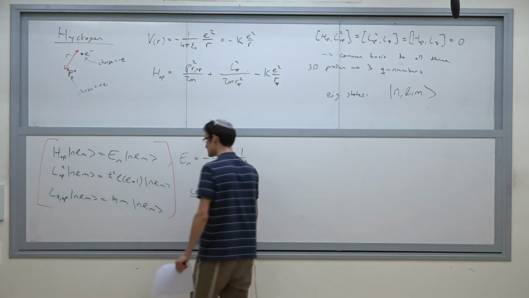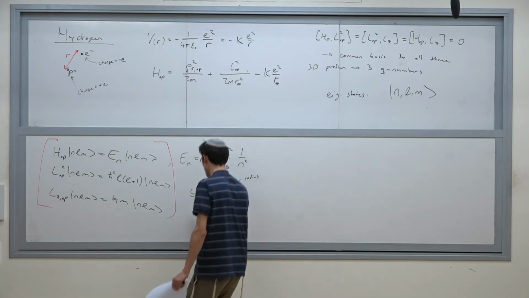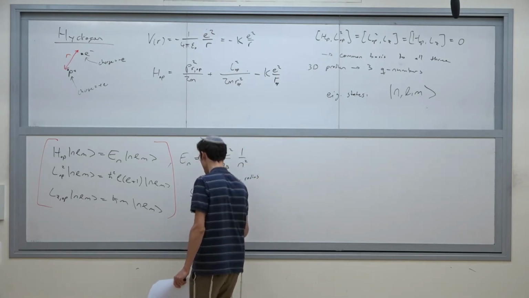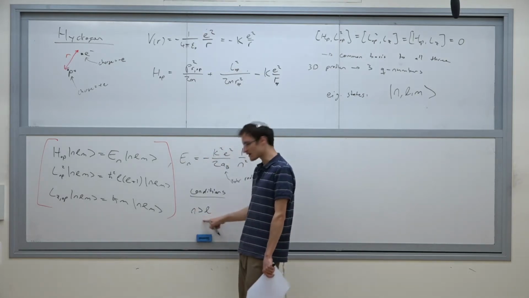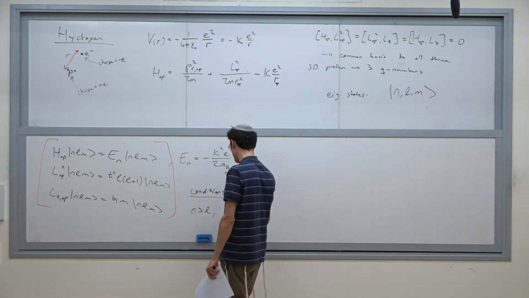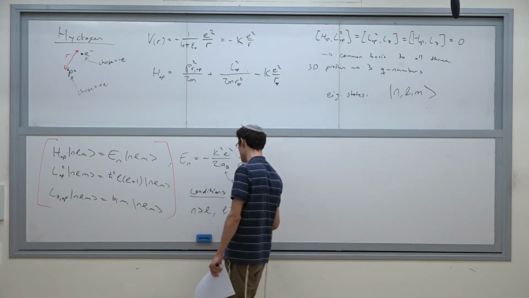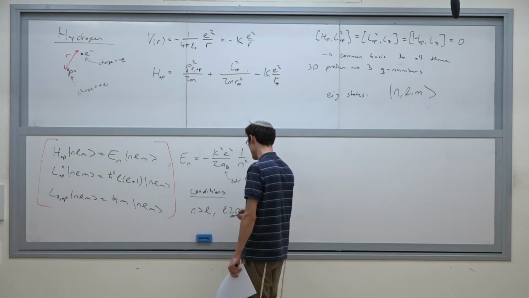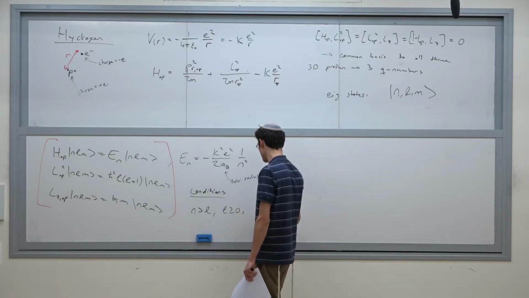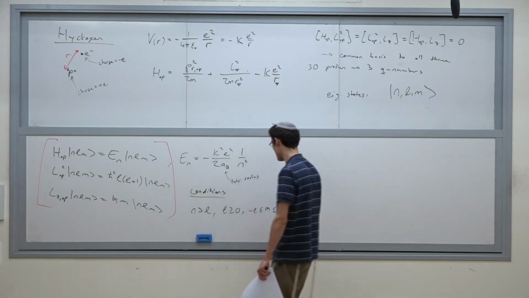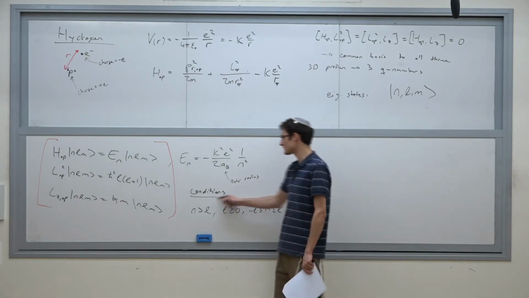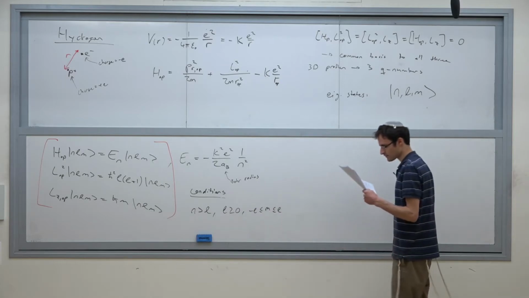A couple of important conditions to know on the quantum numbers. So n must always be larger, not larger or equal, but larger than L. L must be greater than or equal to 0, and as you know, m must be between plus and minus L. These are the conditions on the quantum numbers that you should remember by heart.